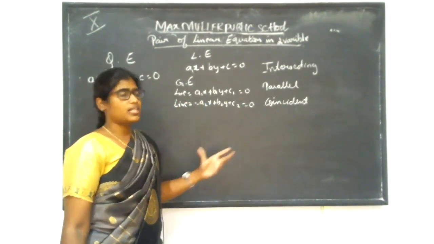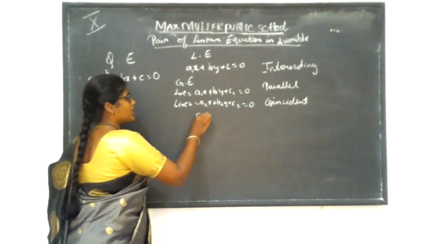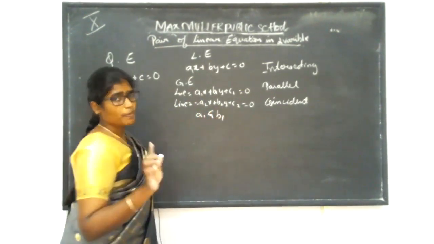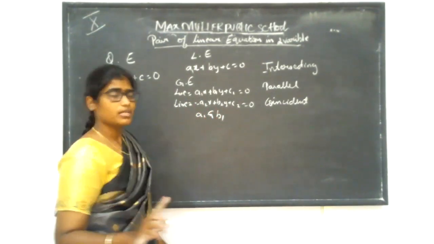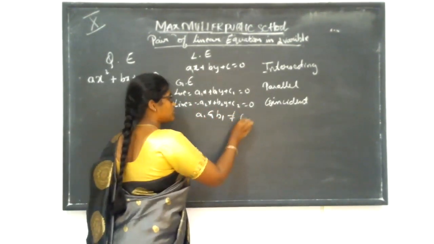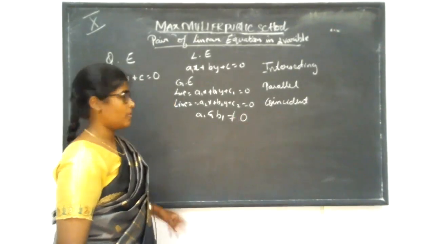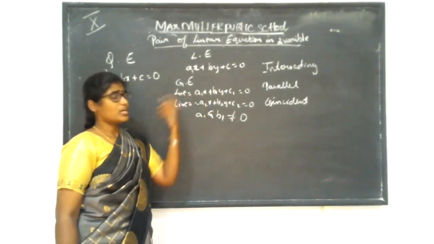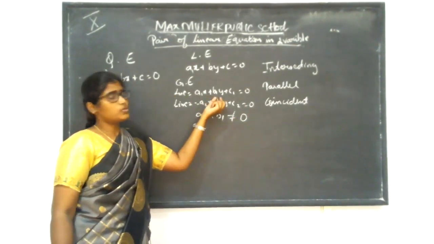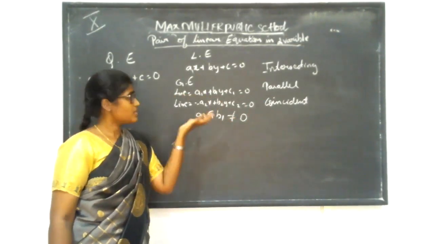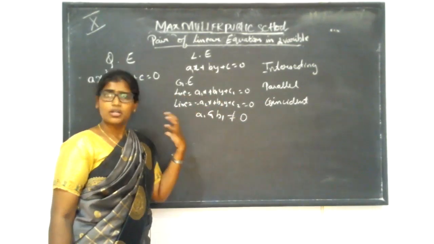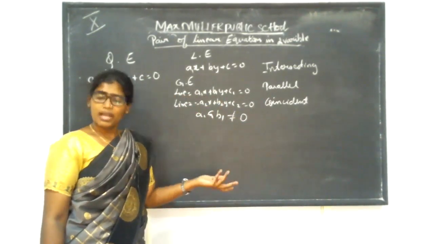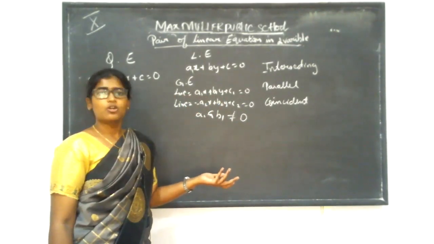The conditions are there, children. What is the condition? a1 and b1 both should not be equal to 0 at the same time. Why should it not be equal to 0, ma'am? What happens if it is 0? If a is equal to 0, 0 into x is 0, and if b is 0, 0 into y is 0. 0 plus c1 will be c1 itself. Can you draw a line with c1? I cannot draw.